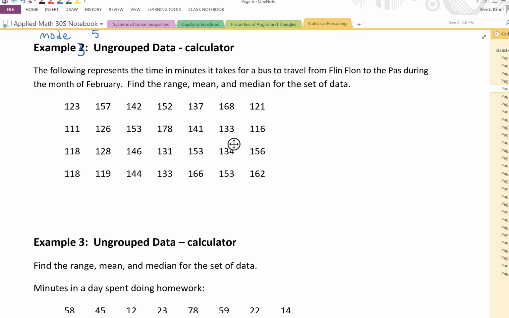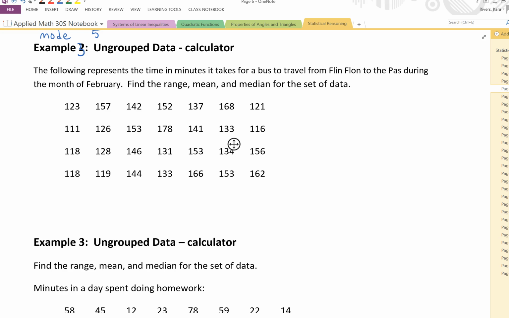And it says the following represents the time in minutes it takes for a bus to travel from Flin Flon to The Pas during the month of February. Find the range, mean, median, and mode. Nope, just range, mean, and median for the set of data. They're not asking us to figure out the mode.